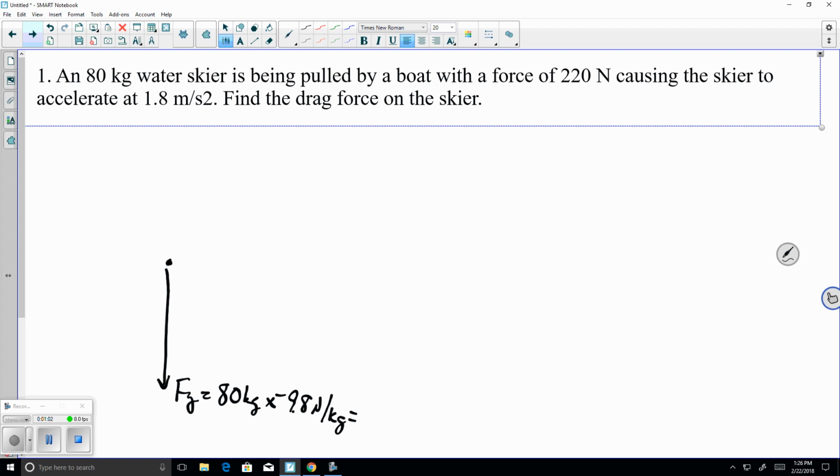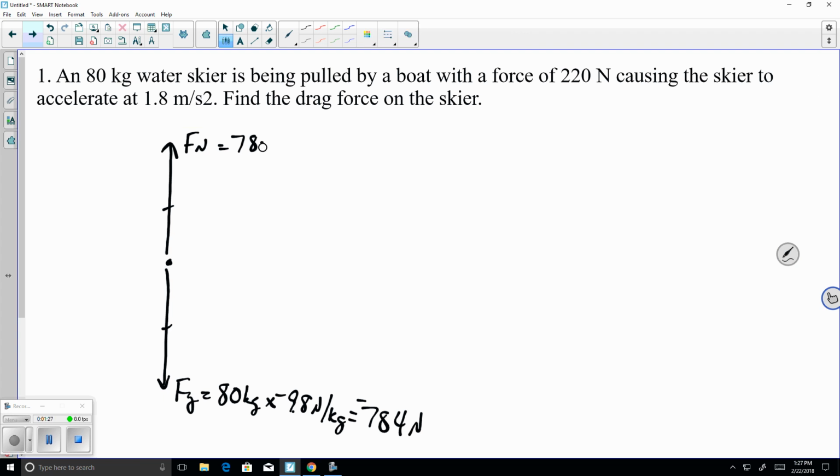And if I run that through the calculator, 784 newtons. All right, I'm going to have a normal force going up. And because the skier is not accelerating in any direction, let alone up or down, we know that the forces going up and down are equal and opposite. And so from that, I know that the normal force is 784 newtons.